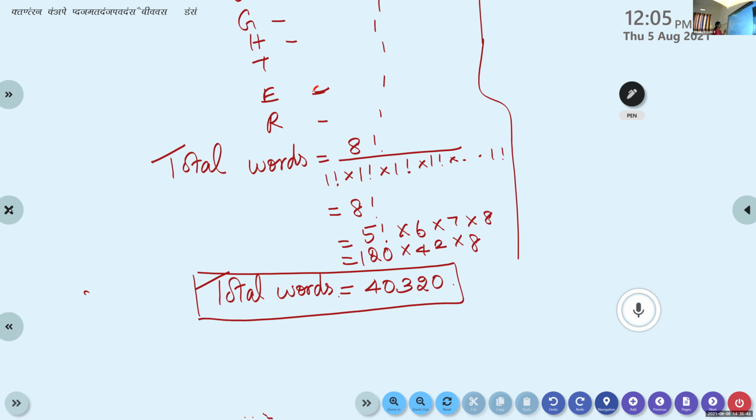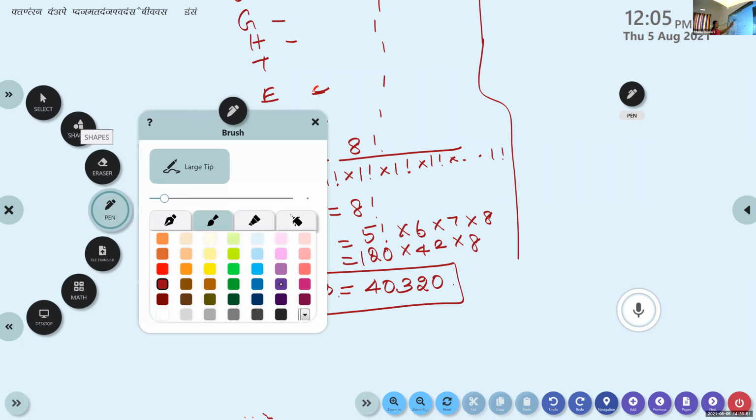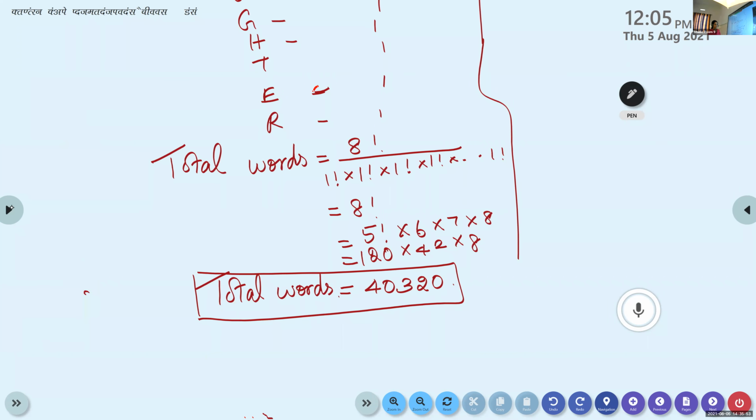Now we are going to consider the second one. So now, the total number of words that can be formed is 40,320.